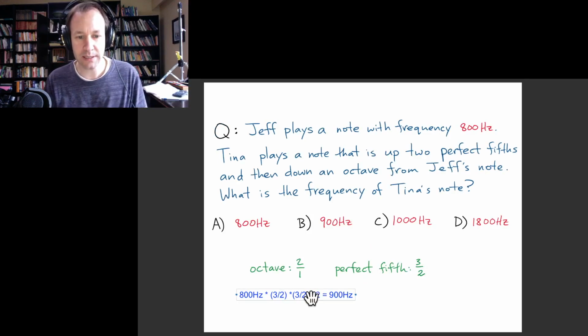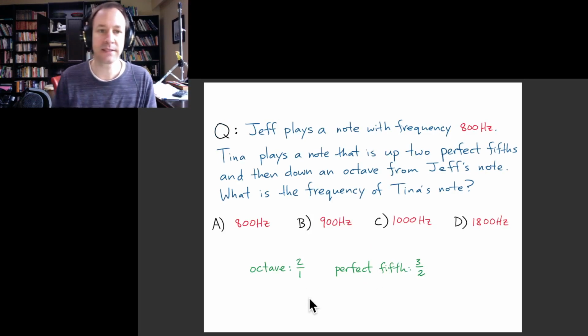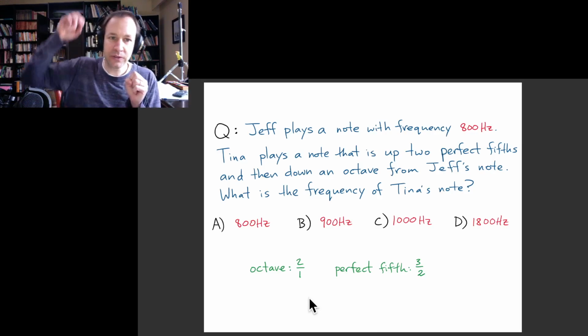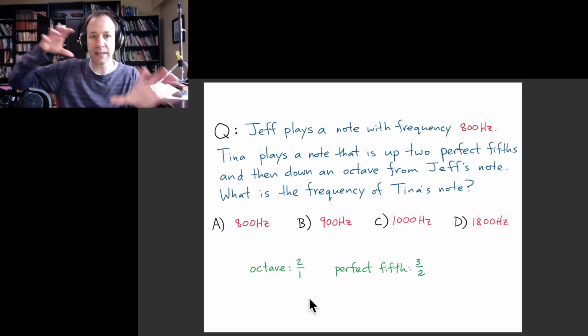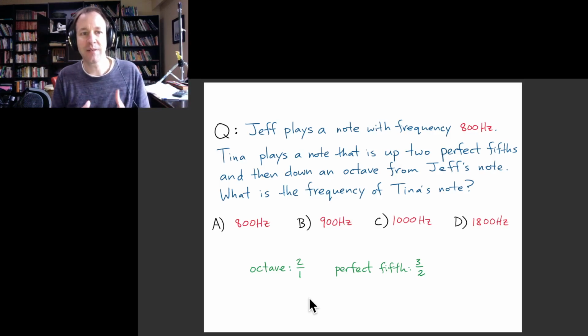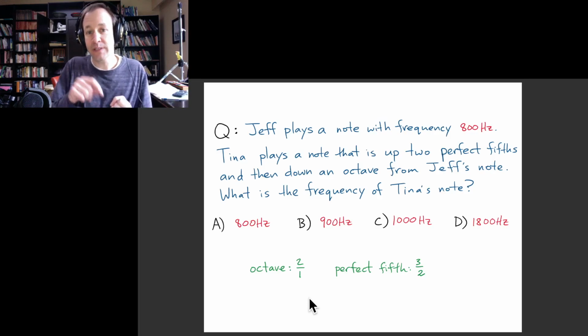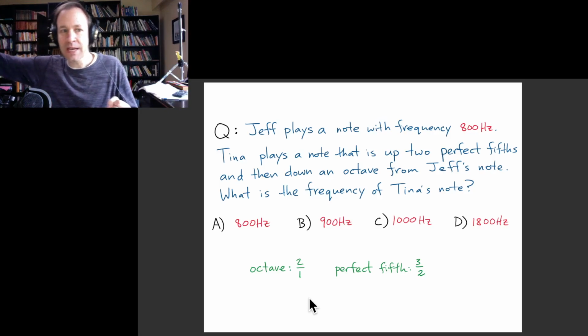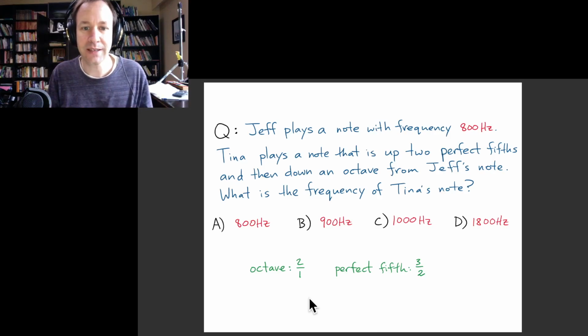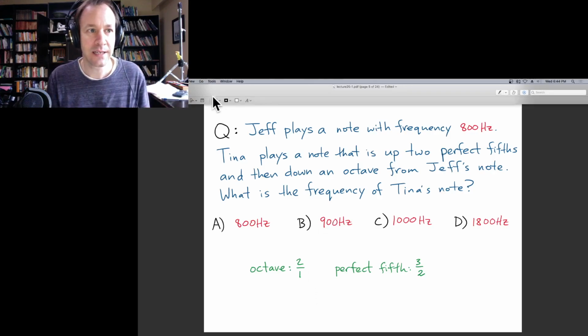So just as an exercise, see if you can work this one out. You start out with a person playing a note with frequency 800 hertz. That's Jeff. And then you have someone else, Tina, who plays a note which is up 2 perfect fifths and then down an octave from Jeff's note. And you want to calculate what is the frequency of Tina's note. So pause the video, see if you can work that out, and then I'm going to talk through it.